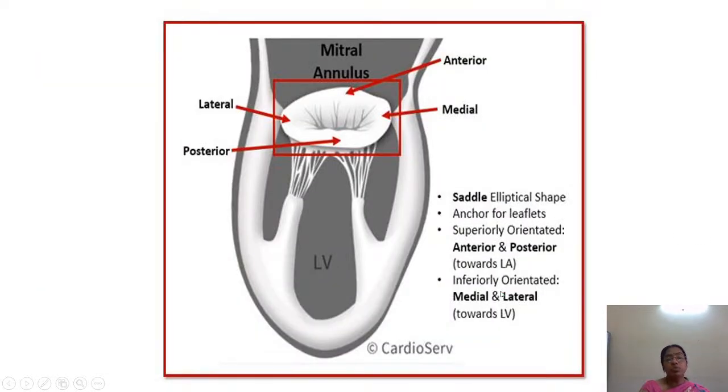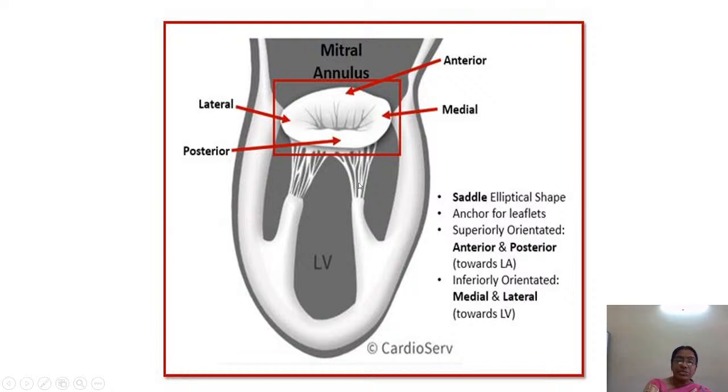Let's go deeper. You can see here this structure, the mitral valve complex. This is the mitral annulus that you are seeing. The part surrounding it is called the mitral annulus, which consists of the anterior leaflet, this is the anterior leaflet, and this is the posterior leaflet. In the mid part, what you can come across is the commissures.